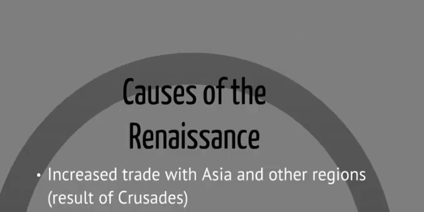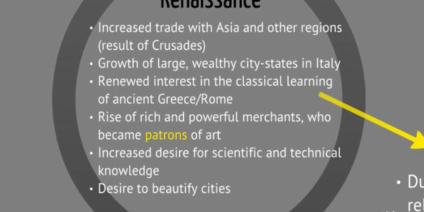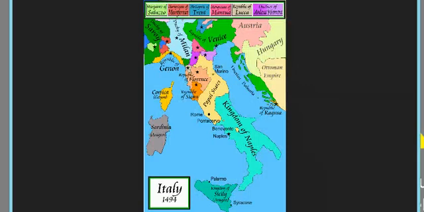Now the causes of the Renaissance are increased trade with Asia and other regions, this again being a result of the Crusades. We also see the growth of large and wealthy city-states in Italy. During this time, Italy was broken up into many different city-states, and each city-state fought for power. As you can see in this map, Italy was not always unified. We see a lot of different city-states making up the Italian peninsula, each having their own government and their own ways of life, but all wanting to be as powerful as they possibly could, and they all want that trade.